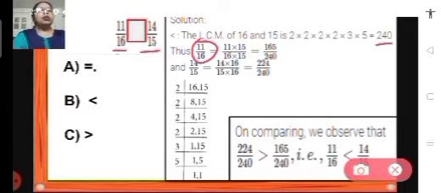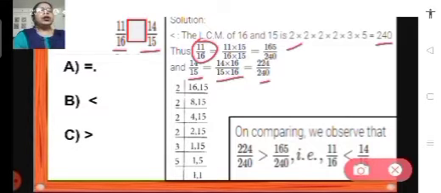So, it becomes 165 by 240 because we multiply both the numerator and denominator by 15. Similarly, we convert 14 upon 15 into an equivalent fraction with denominator 240. For this, we multiply both the denominator and the numerator by 16. So, what do we get? We get 224 upon 240.